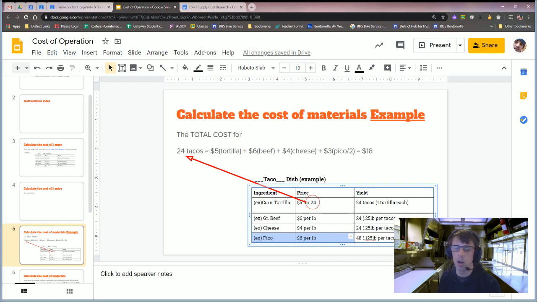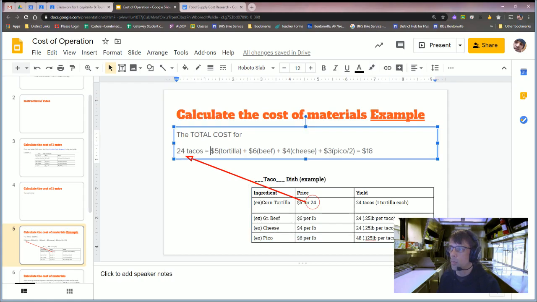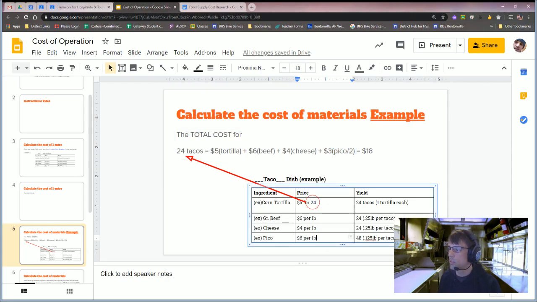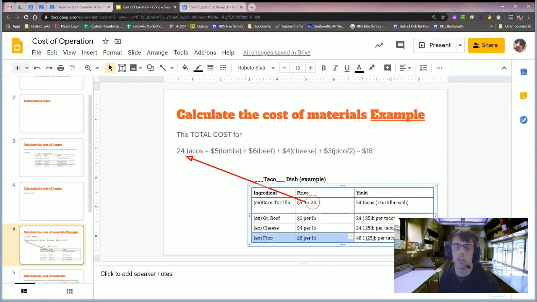So I had 24 tacos. How did I come to the cost here? So for one package of tortillas, it cost me $5. For 1 pound of ground beef, it cost me $6. For 1 pound of cheese, it cost me $4. All right. And then the pico here, the pico was the least expensive thing. So for me to pay $6 per pound, I don't want to put a quarter pound of pico de gallo on a taco. That's a lot of pico. I would probably enjoy that.